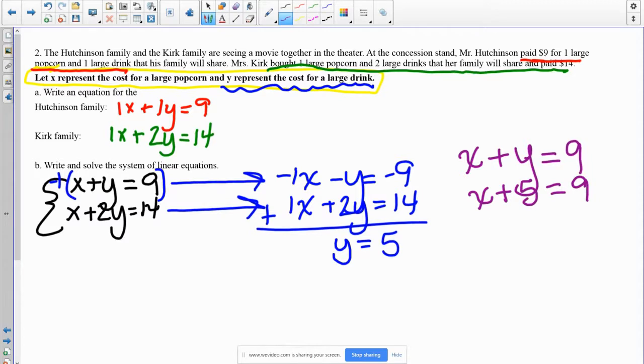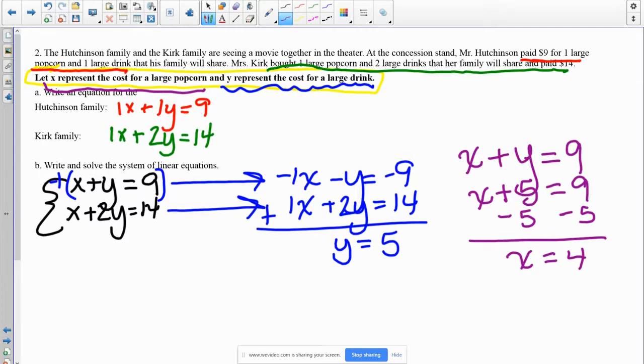And I could just look at that, or I could go ahead and solve it with my algebraic steps. I can subtract 5 from both sides, and x equals 4. So I know that x, backing up here, is the cost per large popcorn. So popcorns cost me $4, and I know drinks cost me $5.